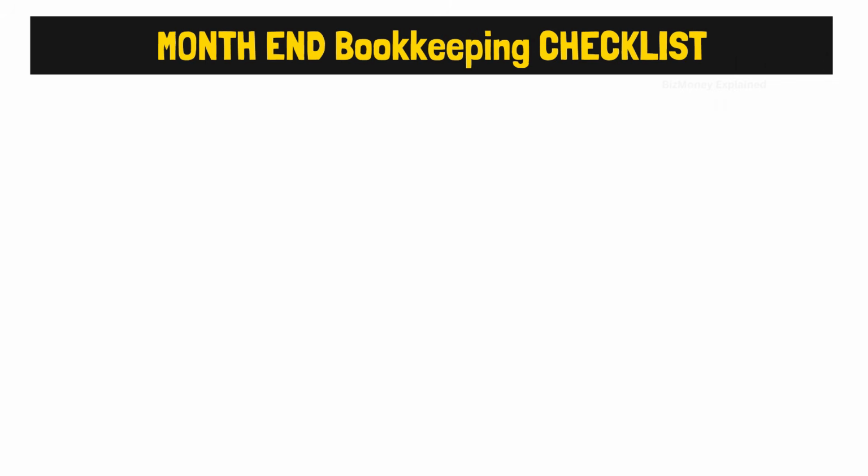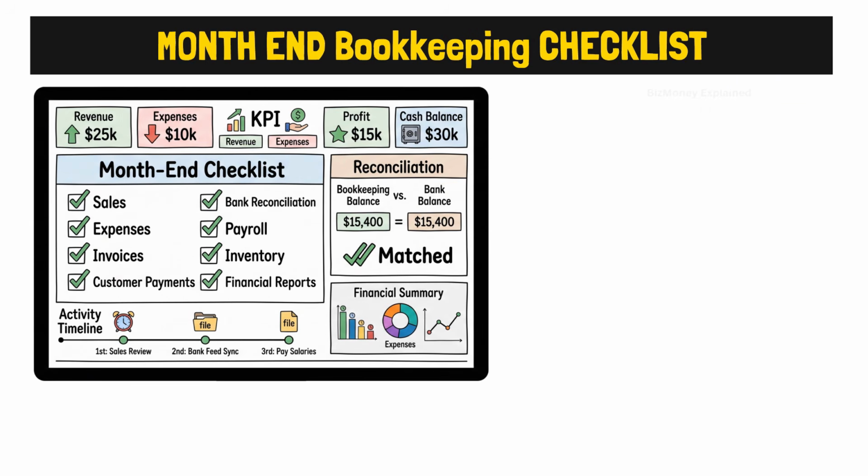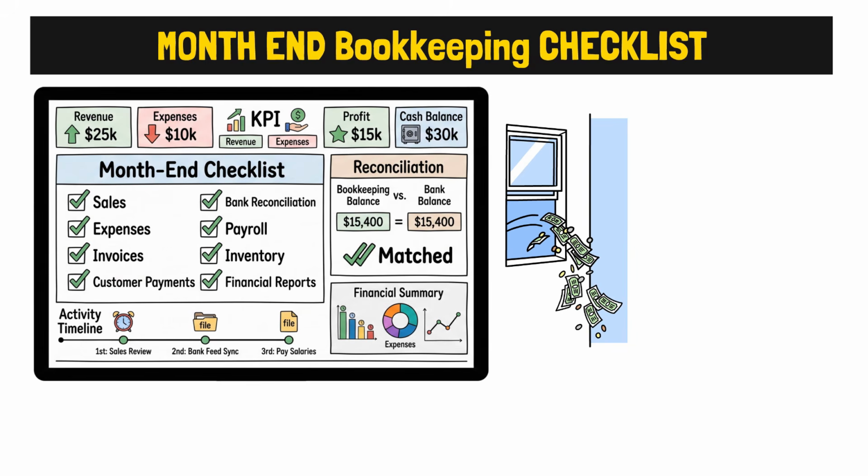Month-end bookkeeping checklist. The end of every month is the perfect time to review your bookkeeping and confirm that everything has been recorded accurately. A consistent month-end process prevents small errors from carrying into future months and gives you an accurate picture of your business performance. Start by ensuring all sales, expenses, invoices, and customer payments have been entered into your bookkeeping system.